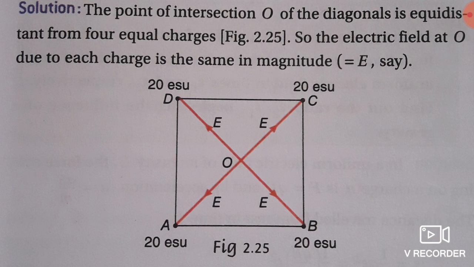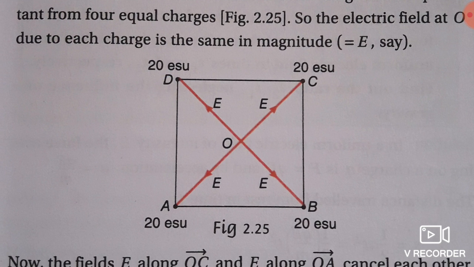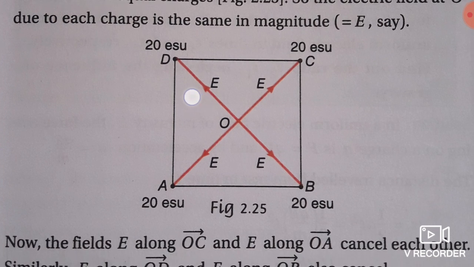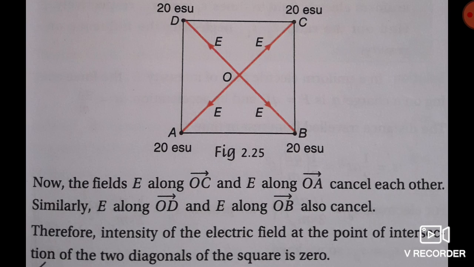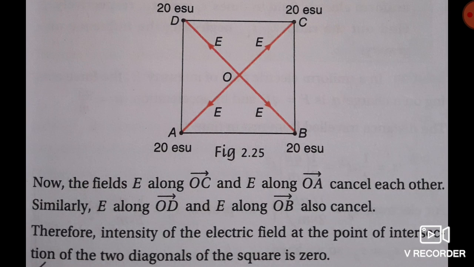As the charges are equal at each corner, if we keep a unit positive charge here, it will experience an electric intensity of similar magnitude E along the four directions. So E along OC and E along OA cancel each other. Similarly, E along OB and E along OD will cancel each other. So the net electric field intensity at the intersection of the two diagonals of the square is 0.